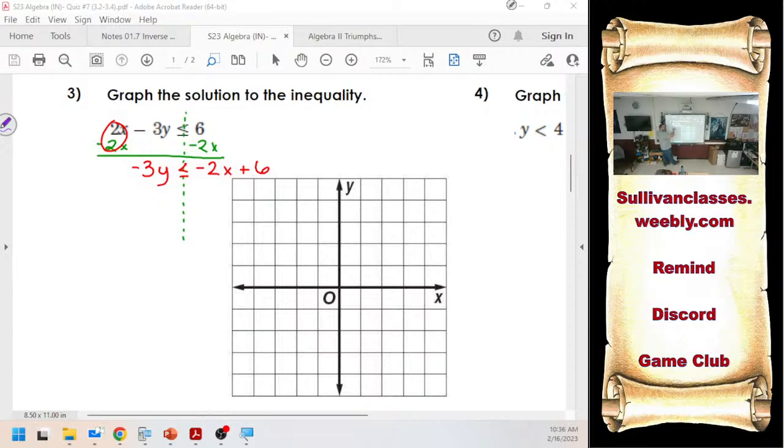And then I want y by itself. Divide everything by negative 3. Everything by negative 3. And get y. Negative over negative is positive 2/3 x. 6 divided by negative 3 is negative 2. And I divided by a negative. So flip Pac-Man around.